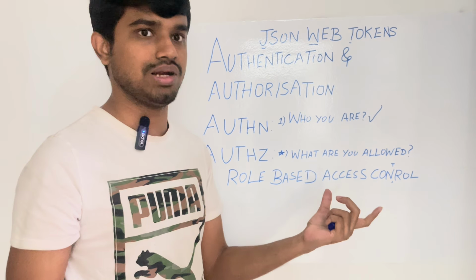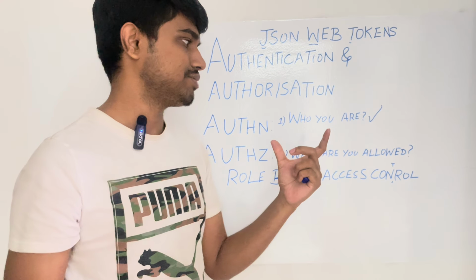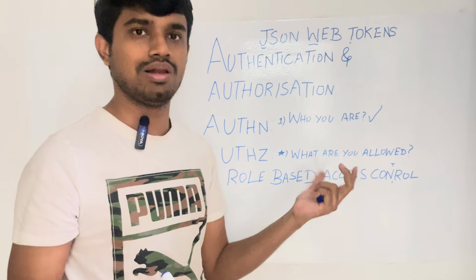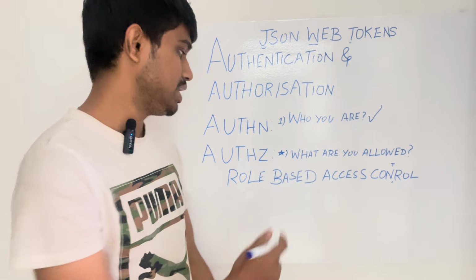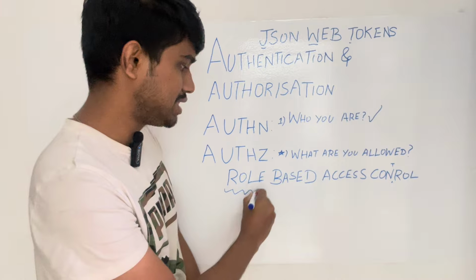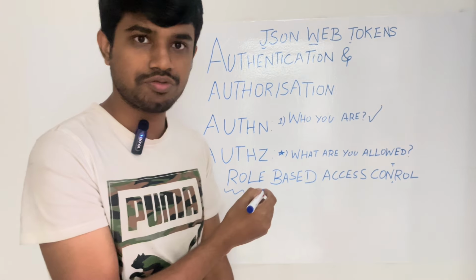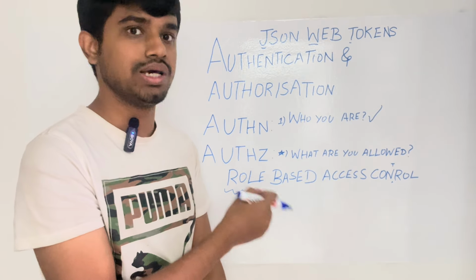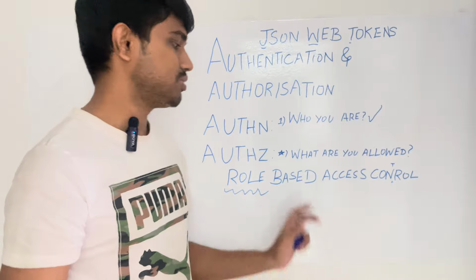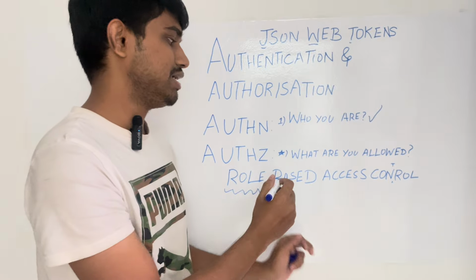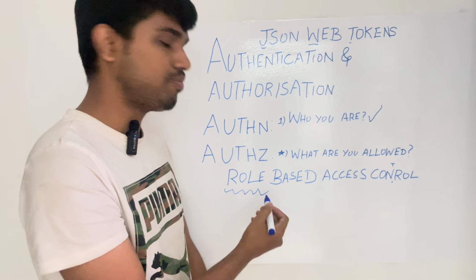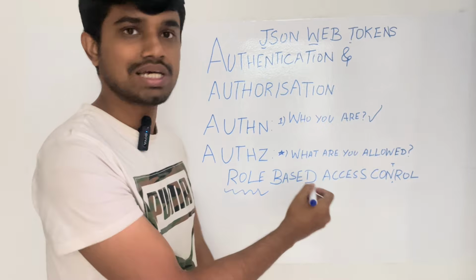Of course you can enter the building or the company portal, but what you see is based on the role. If you are an HR, you can see all the employee records. If you are a software engineer, you get access to the code. HR doesn't need access to the code. So that is how authorization works, and one of the popular ways to do it is role based access control.